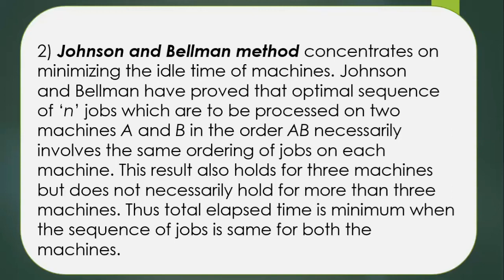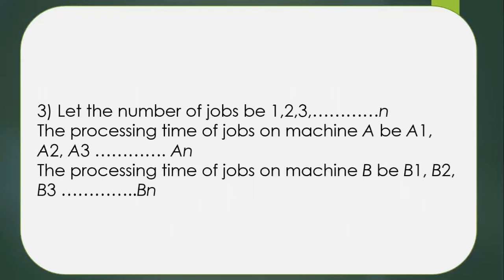And third, let the number of jobs be 1, 2, 3, and so on. Now, the processing time of jobs on machine A be A sub 1, A sub 2, A sub 3 to A sub n. And the processing time of jobs on machine B be B sub 1, B sub 2, B sub 3 up until B sub n.